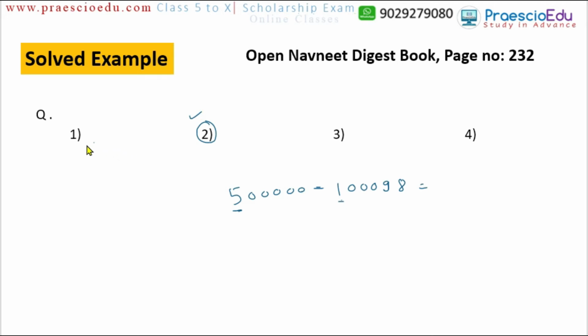The other options, 1, 3 and 4, are above 5 lakhs. After deducting some number, 1 lakh, from the 5 lakh, the result should be less than 4 lakh. So how can the options above 5 lakh or 6 lakh be correct? That should not be. That's why the option below 4 lakh, option number 2, is the correct one.